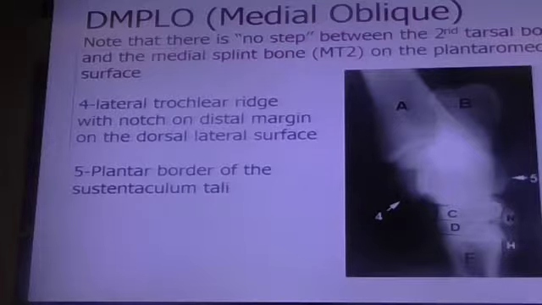Sustentaculum tali? Y'all remember that? Is there another name? No. Sustentaculum tali. Really? Oh. What number? Number 5. This little bump back here.